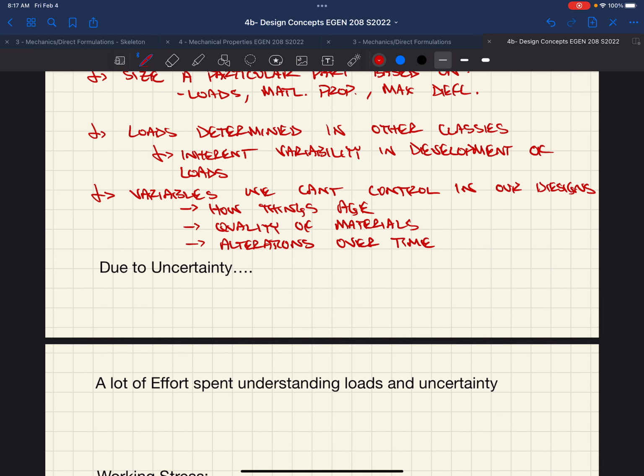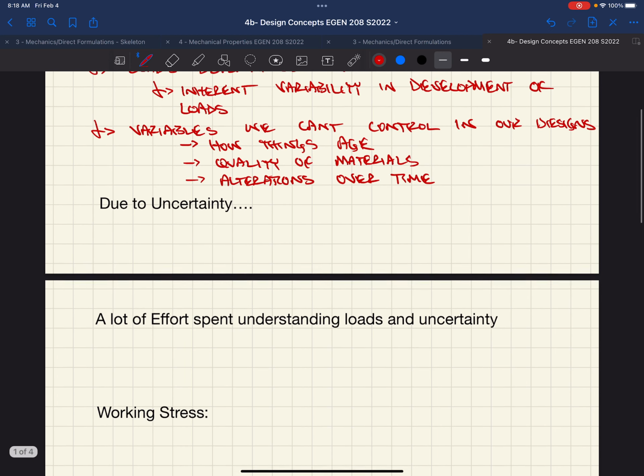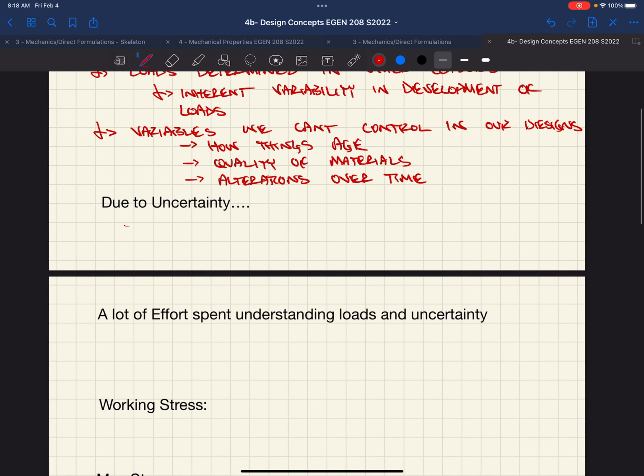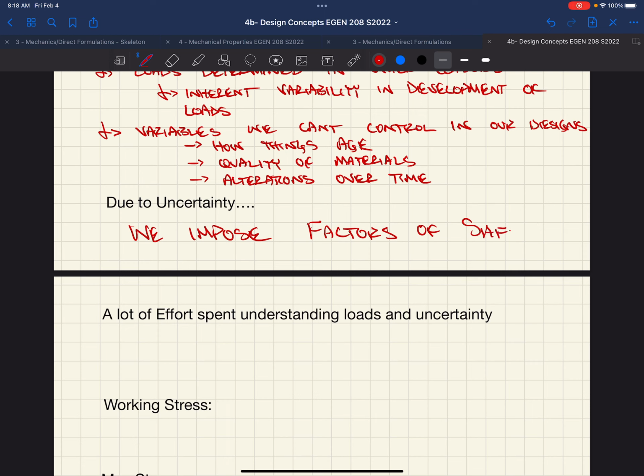We say, okay, this is what we think it's going to be. We have some inherent uncertainty on where our loads are coming from, the materials that get built, how it's going to be used over time, how it's going to age and be maintained, right? So for me to sleep at night, we're going to impose factors of safety. A lot of times denoted as FS, okay?